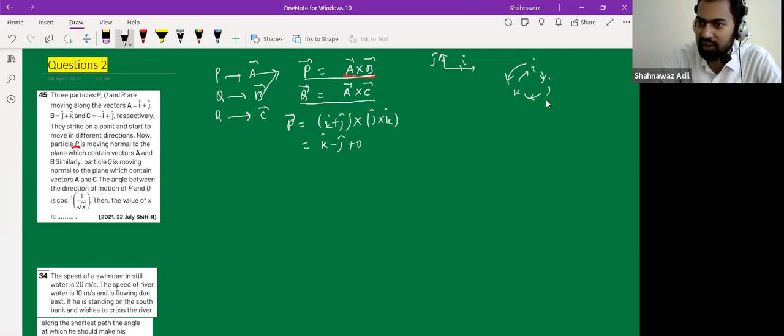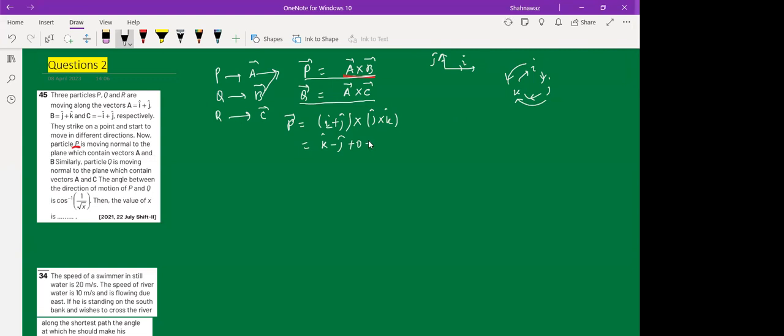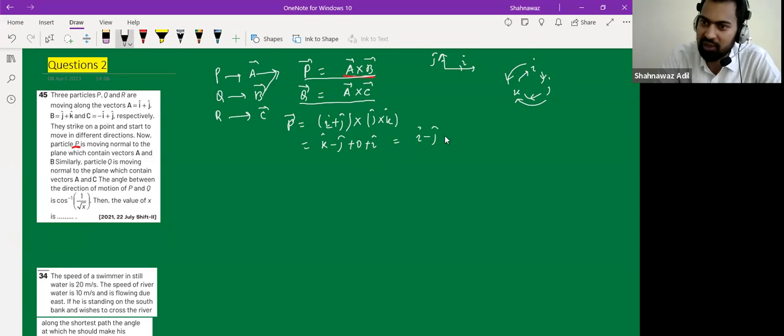And J cross K will be what? Plus or minus I? Plus. Yes, right. So this is I minus J plus K. So we calculated vector P, which is I minus J plus K. And what will be vector Q?